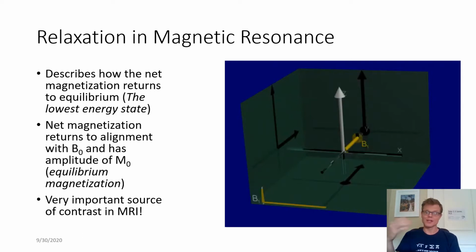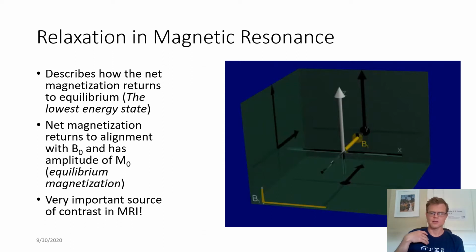So in MRI, relaxation is the process by which the net magnetization, which recall is the source of all of our signal in MRI, returns to equilibrium. And if you recall from the earlier lectures, what is equilibrium? Equilibrium is the net magnetization oriented in alignment with B0, our main magnetic field, which by convention is our z-axis, and with an amplitude of M0. This is defined to be the equilibrium magnetization.